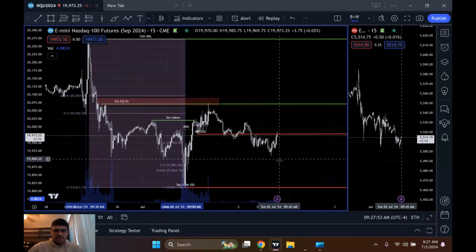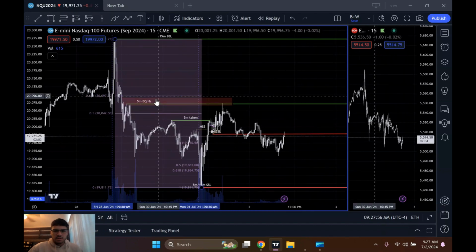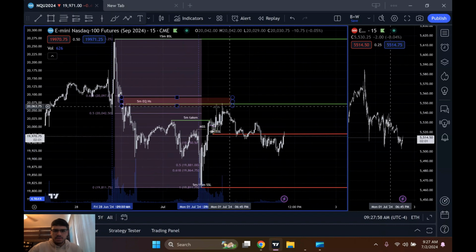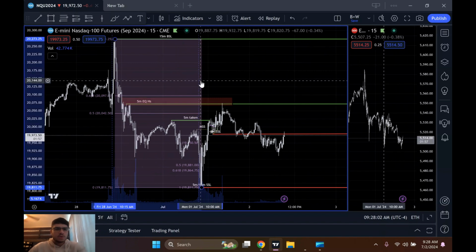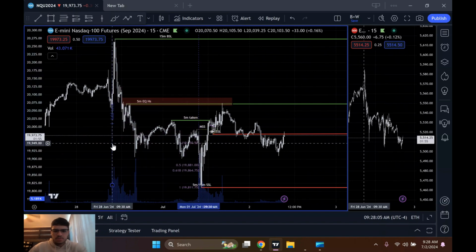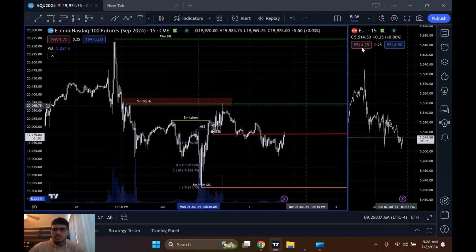Looks like we hit our fair value gap here. We hit our discount just like I thought we would. Took that buy side, and now we're moving down. So yet again, another change of structure. We're gonna look a little deeper into that as market opens. Let's go full screen here.